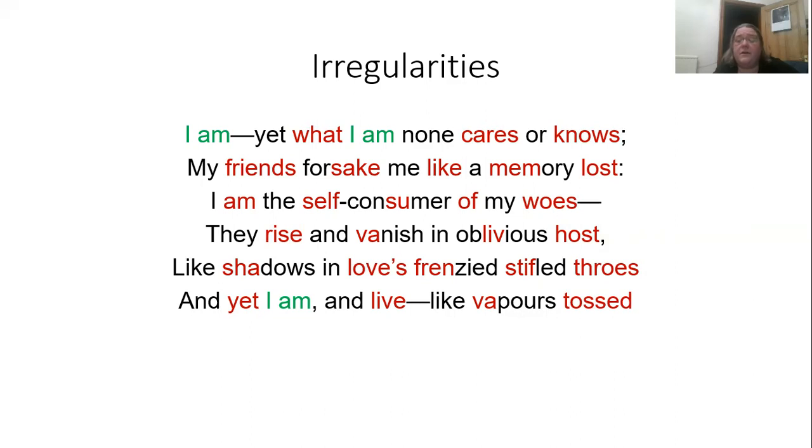So there are some other irregularities here we see in the second to last line, in like shadows, in love's frenzied. There is an irregularity to that line. There is a stutter almost, which echoes that frenzied feel, that out of control feel. Most importantly, we have these spondee feet. I am, what I am, none cares or knows. So we've identified the overall meter here, iambic pentameter, and we've identified some meaningful irregularities that can become a point of comment for us in our poetic analysis.